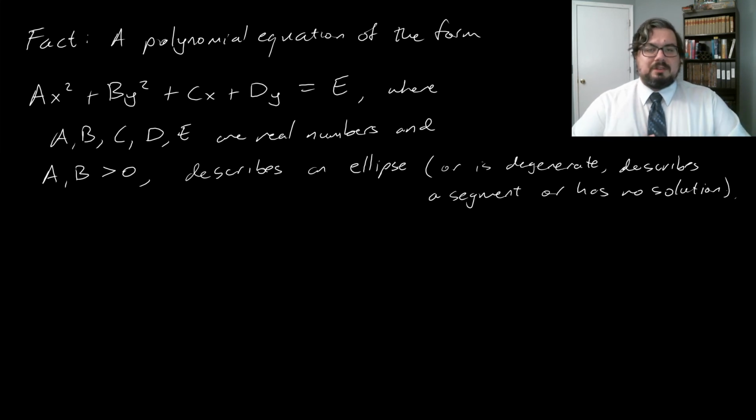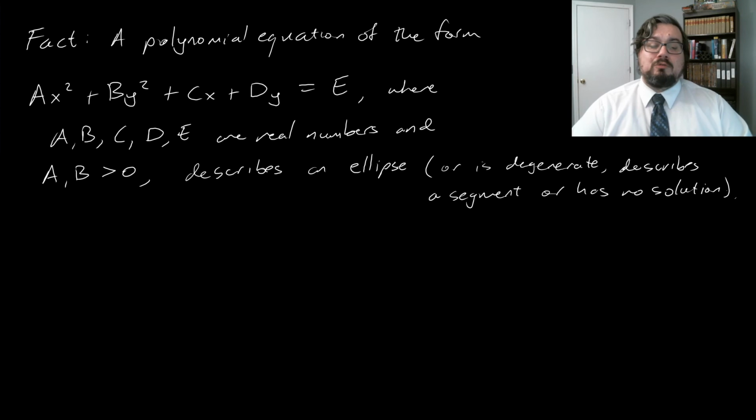We don't need to worry about those last conditions over here. If you choose your numbers in just the right way, it's possible that you can get an equation that doesn't have a solution, for instance. But the point is that an ellipse is described by a degree 2 polynomial equation where the coefficients of the x squared and the y squared are both positive.